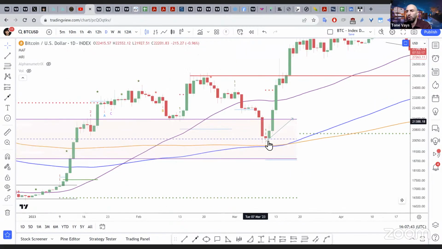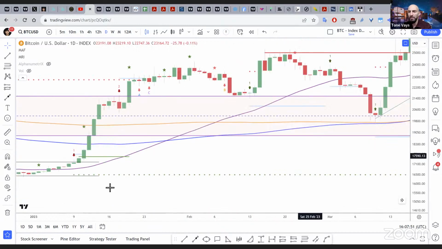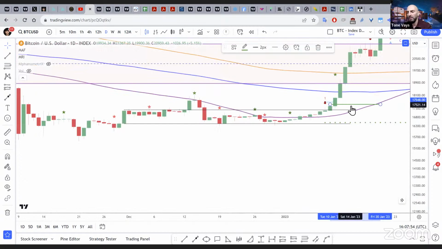I made some bold calls right here, and I said 20,000 never again. And 9 months later, 6 months later, so far I'm right. I'll get rid of this line.